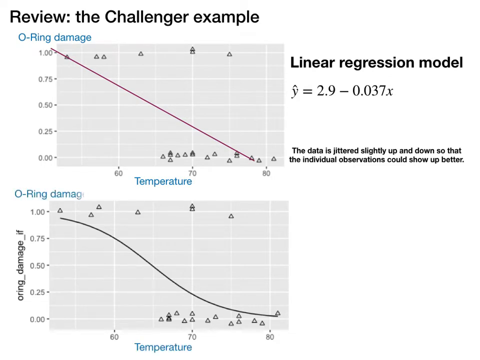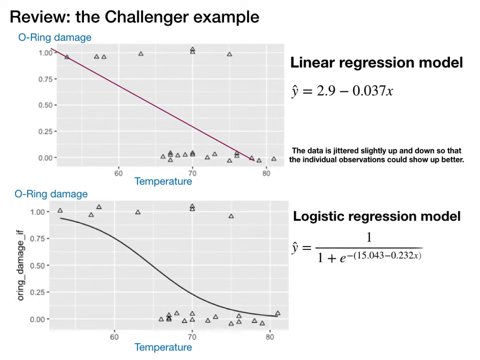We have temperature, and then we have O-ring damage here. Again, 1 means there is damage, and 0 means there is none. This is our fitted model using y hat, or the estimated probability of having damage, at the left side of the equation. So you can see that it's not a linear equation. That's why it's a curve in the graph instead of a straight line. Alternatively, you can write it down in this way: log odds equal to 15 minus 0.232 times temperature.